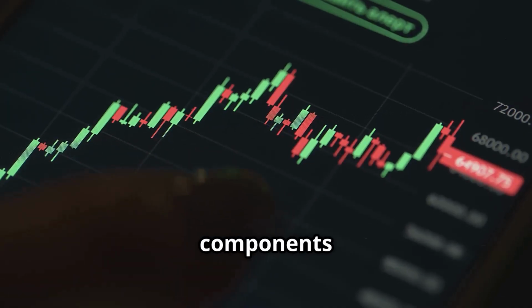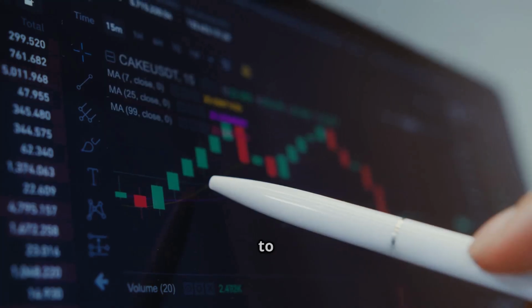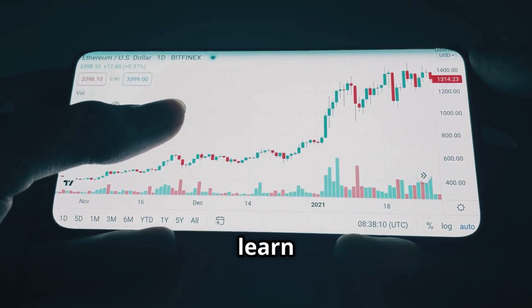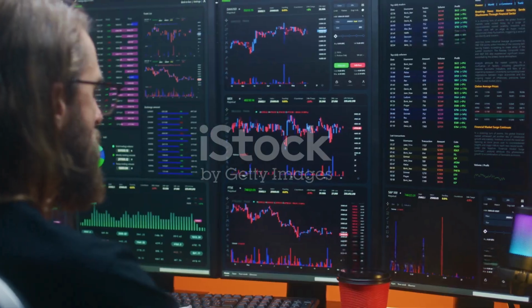We'll cover its core components: the MACD line, the signal line, the histogram, and how to interpret them. Stick around to learn about divergence, a game changer for identifying major reversals.